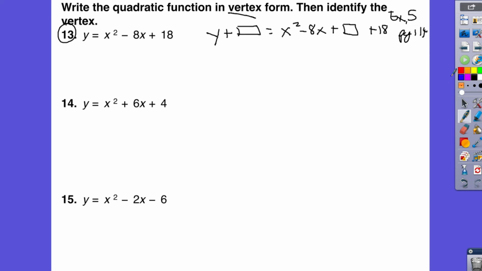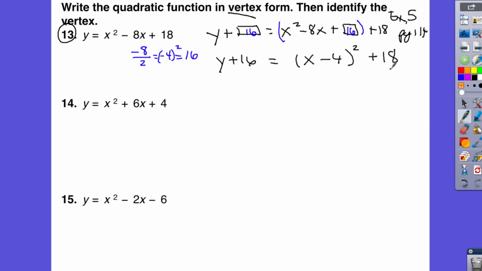Okay, so let's find out the magic number here, completing the square. I'll do it on the side. I'm going to take b and divide it by 2. That becomes negative 4. And then we're going to square that, which becomes 16. So that means I'm going to add 16 to both sides. Okay, so now I'm going to factor just this part right here. So it's going to be y plus 16 equals, let's factor it, it's a perfect square trinomial, (x minus 4) quantity squared plus 18.